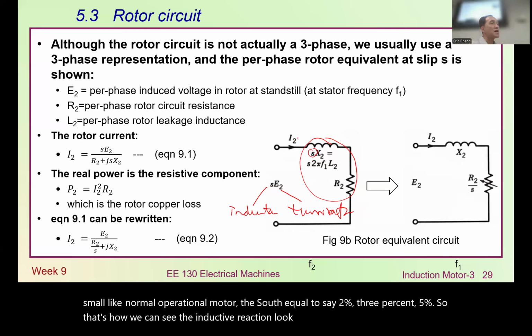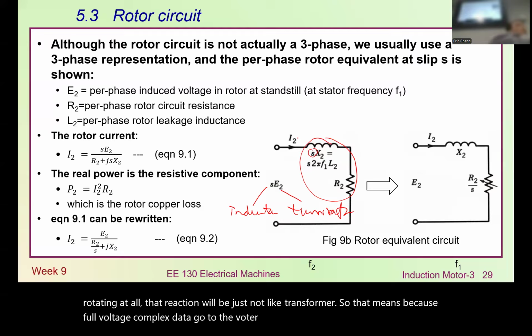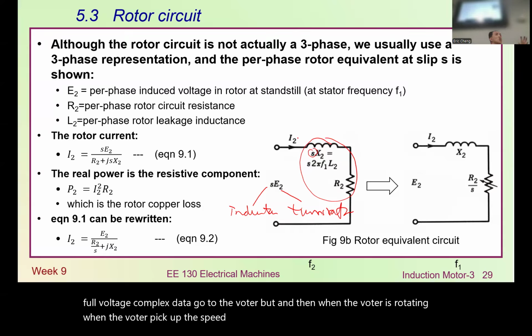That's how we can see the inductive reactance look. When it's at standstill, when the rotor is not rotating at all, the reactance will be just like a transformer, so we get full voltage from the stator going to the rotor. When the rotor is rotating, when the rotor picks up speed, just lagging the rotating flux by a few hertz, the slip will be only a few percent. Then that is the frequency of the rotor. I think you know that the frequency in the rotor will be equal to the difference between the two frequencies. We did a tutorial like that.